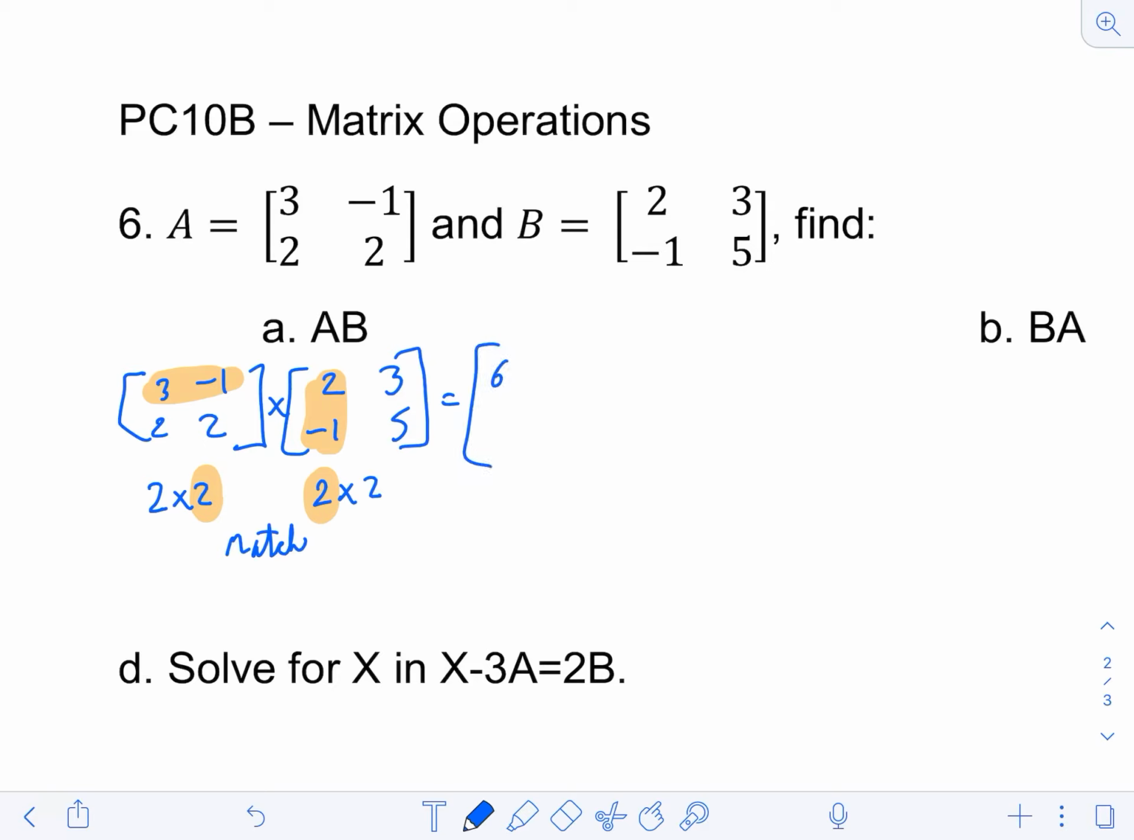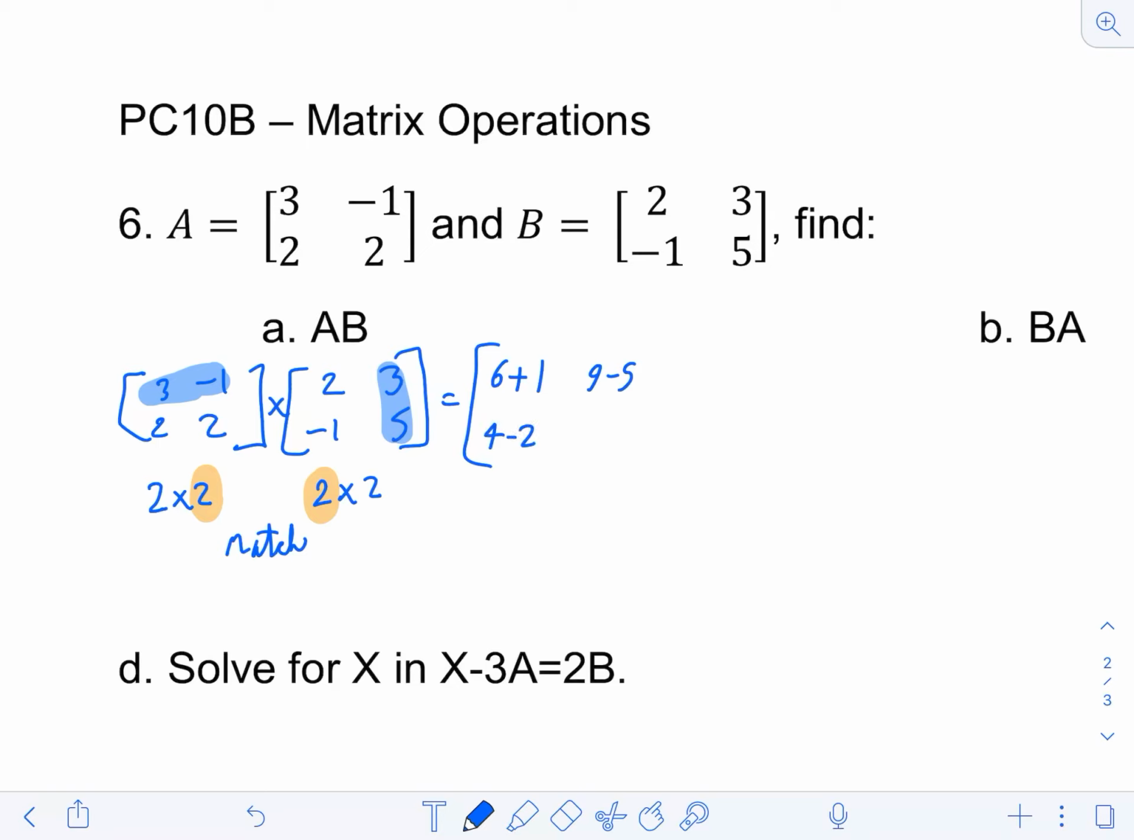3 times 2 is 6. Negative 1 times negative 1 is 1. Okay, and then for the second one, we need to multiply the first row by the second column now. So that's 3 times 3 is 9, and negative 1 times 5 is negative 5. So that's 9 minus 5. Then we would do the same thing with the second row times the first and second columns. That's 2 times 2 is 4. And 2 times negative 1 is negative 2. So that's 4 minus 2.